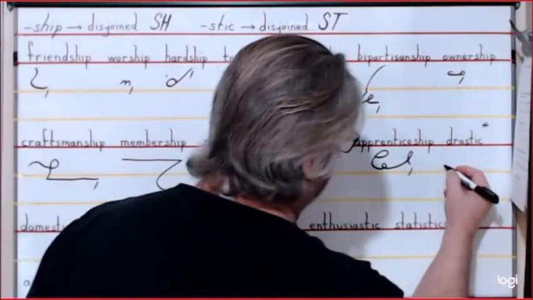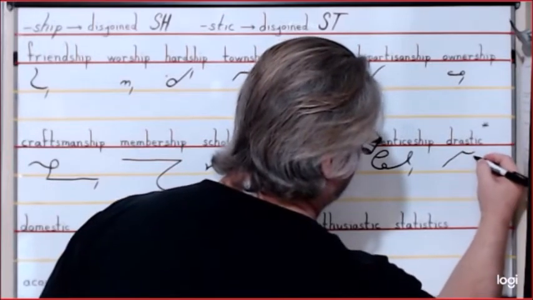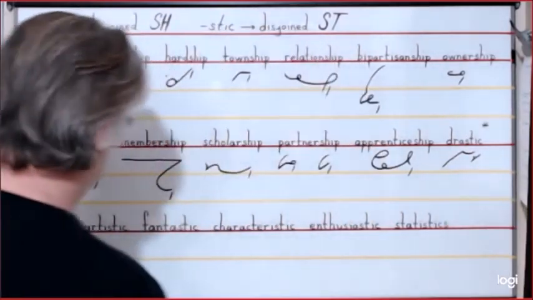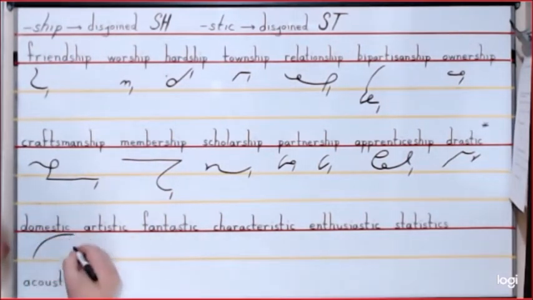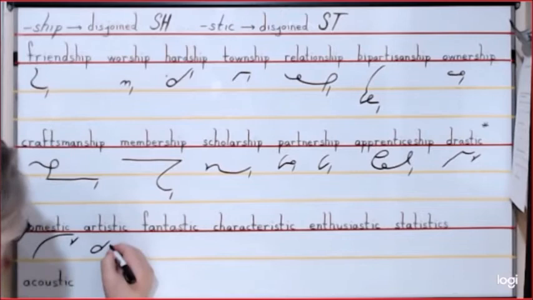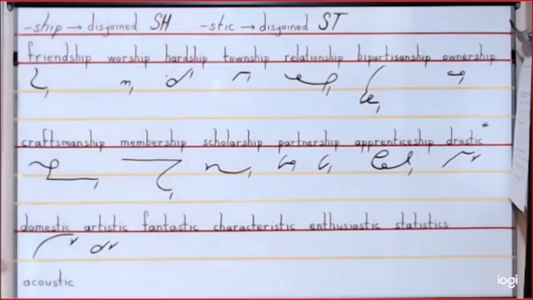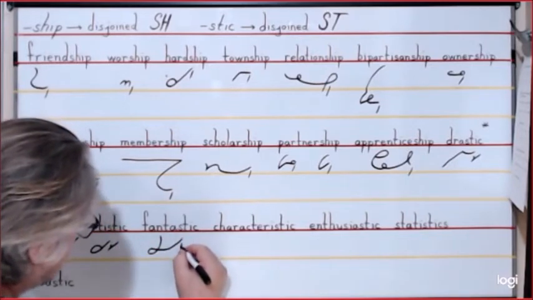For drastic, we'll write D-R, and then the disjoint ST. For domestic, we'll write a D-E-M stroke, and a disjoint ST. Artistic, reverse A, T, and then a disjoint ST. Fantastic is F-A-N-T stroke, and then a disjoint ST.